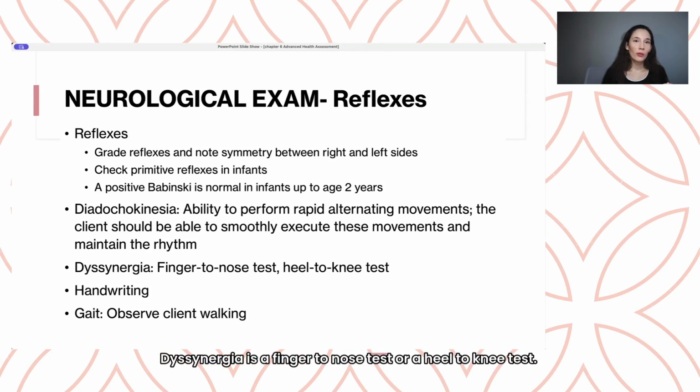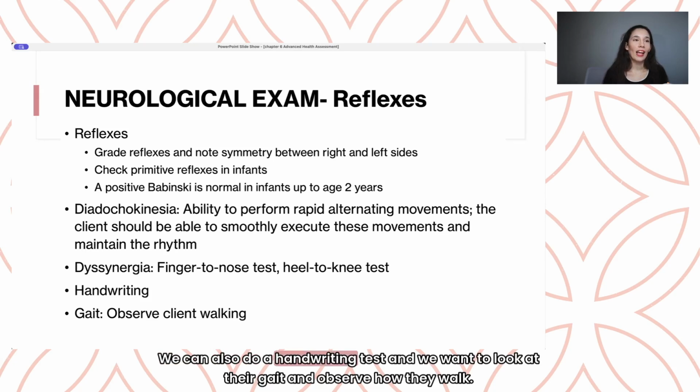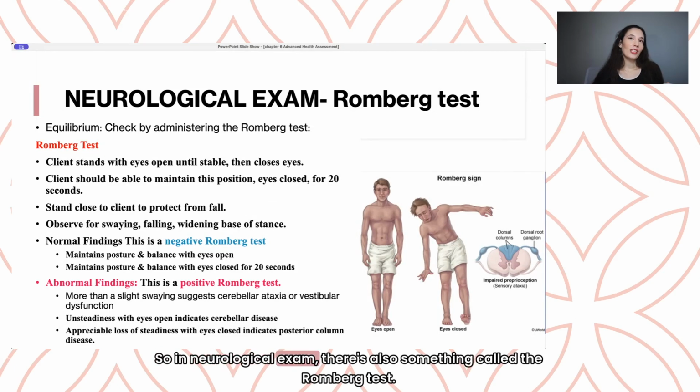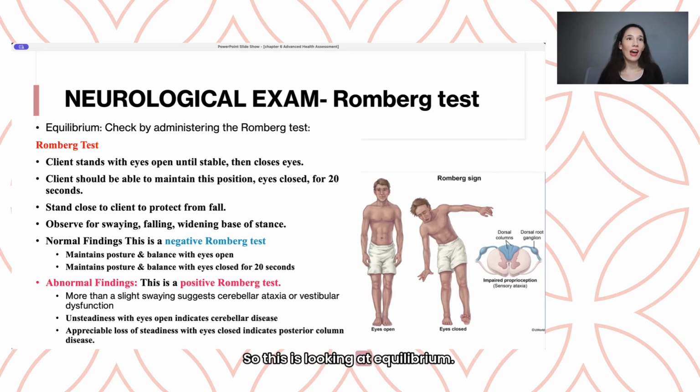Dyssynergia is tested with a finger to nose test or a heel to knee test. We can also do a handwriting test, and we want to look at their gait and observe how they walk. So in the neurological exam, there's also something called the Romberg test. This is looking at equilibrium.